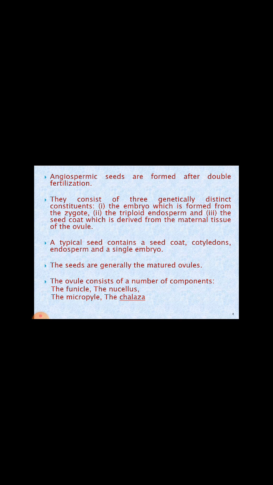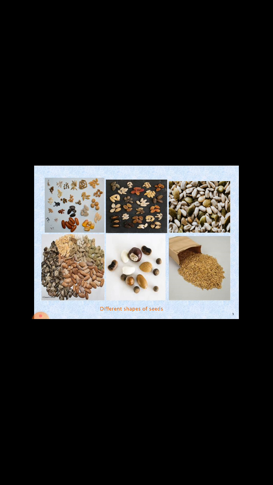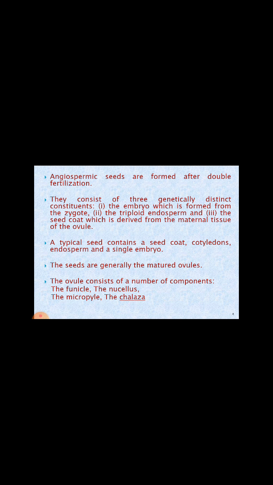Dear friends, we are very much familiar with the different types of seeds. So this slide shows the different shapes, sizes, and types of the seeds. The immature ovules consist of a number of components, and they are the funicle or the seed stalk, which attaches the ovule to the placenta and hence the ovary or fruit wall, the pericarp.